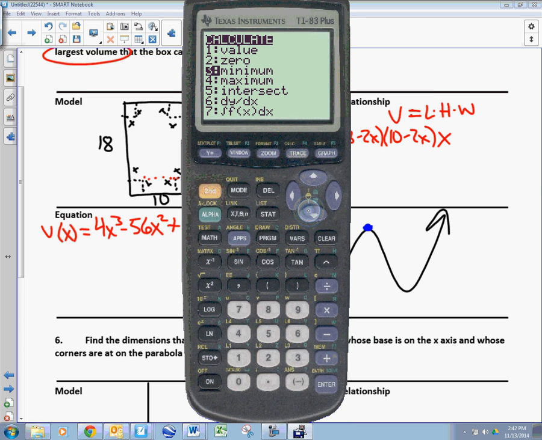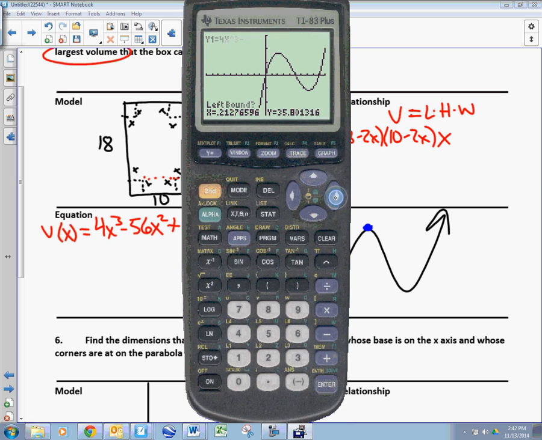Second, calculate. Maximum. Enter. I go over to the maximum spot. Once I'm there, I move to the left. Enter. I move to the right. Enter. I enter on guess, and it gives me 2.06 and 168.1.